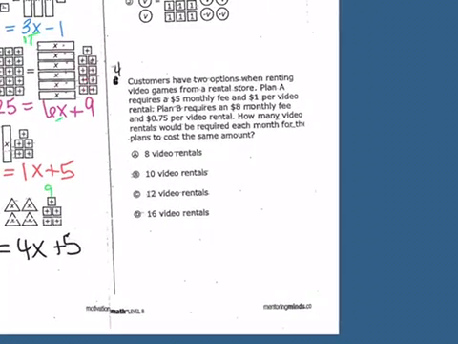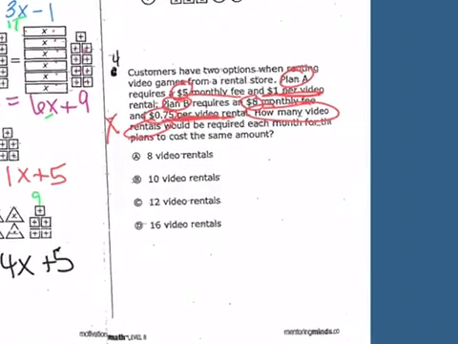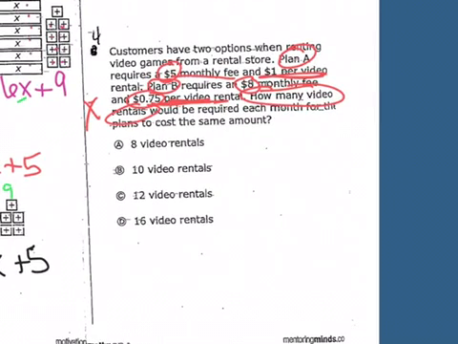Okay, so number 4, customers have 2 options when renting video games from a rental store. Plan A requires a $5 monthly fee and $1 per video rental. Then Plan B requires an $8 monthly fee and 75 cents per video rental. How many video rentals would be required each month for the cost to be the same?